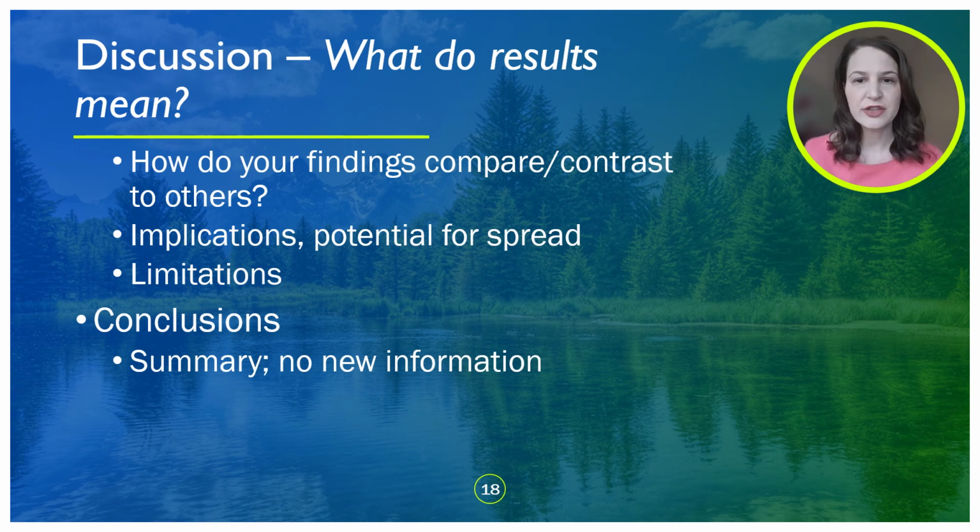The discussion generally ends with a short paragraph listing the limitations of the project. Finally, the manuscript ends with a formal conclusion section. This should be a short paragraph that summarizes the article. No new information should be added into this section. Rather, it is simply a summary of the article.